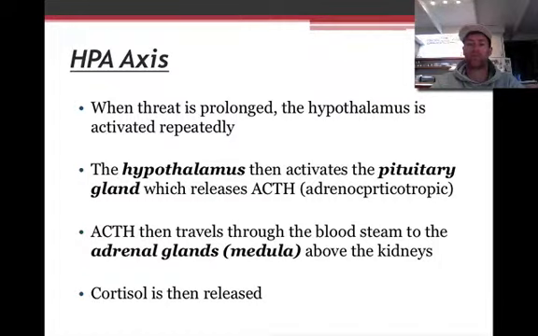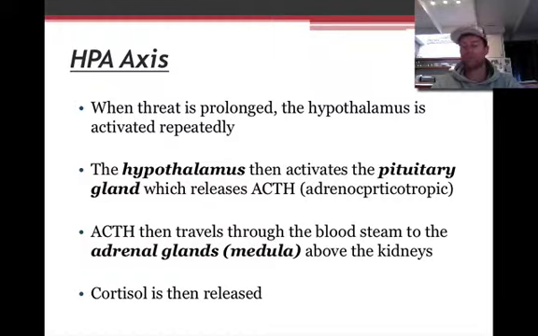Adrenocorticotropic hormone, who cares what that is? ACTH. Okay, it's a hormone. And what ACTH does is it travels through the bloodstream and it starts to activate other systems like your adrenal glands, your adrenal medulla. Okay, and that sits just above the kidneys.